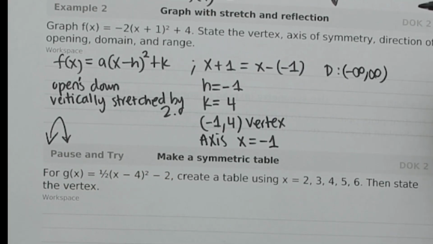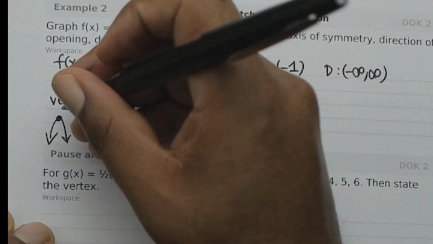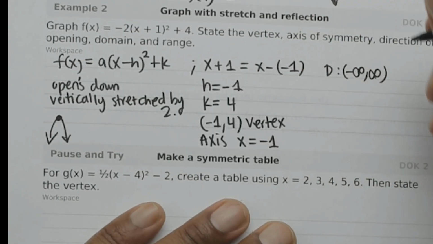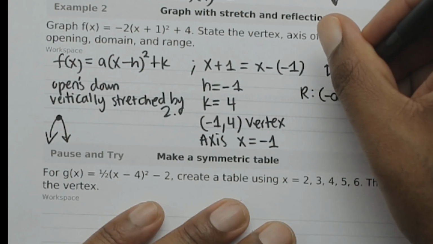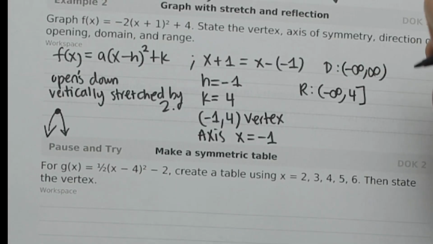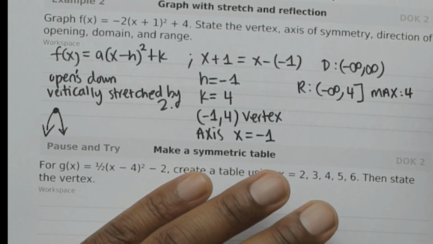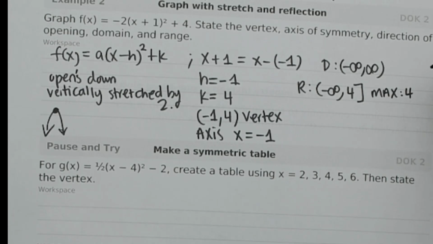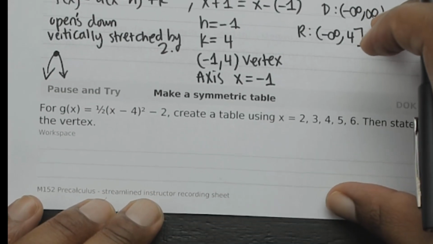And let's see, we would see a maximum value, right? Because this would be the vertex. We would see that maximum value of 4. So the range would be -infinity because it's going to go down forever, and then 4 would be the peak of that, which is the max of 4. We could graph this, but we're going to forego this and just move on to the pause and try.